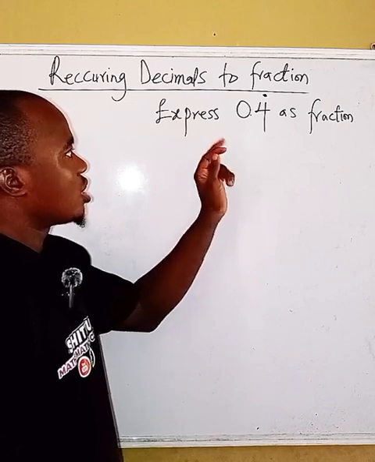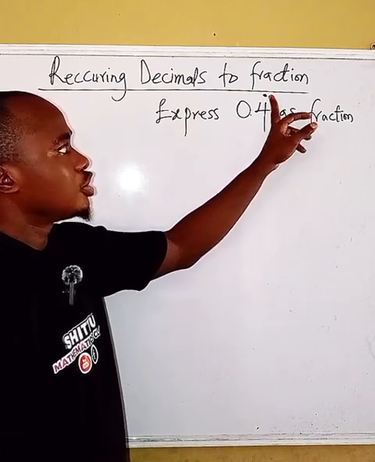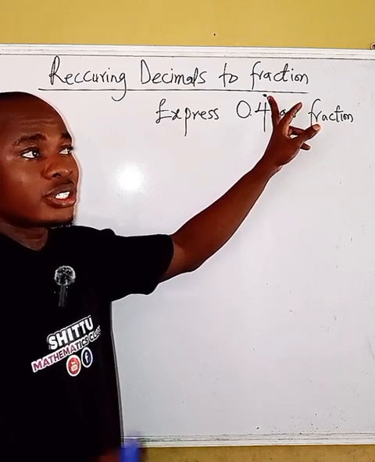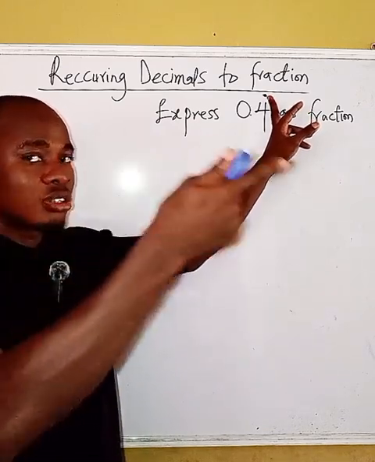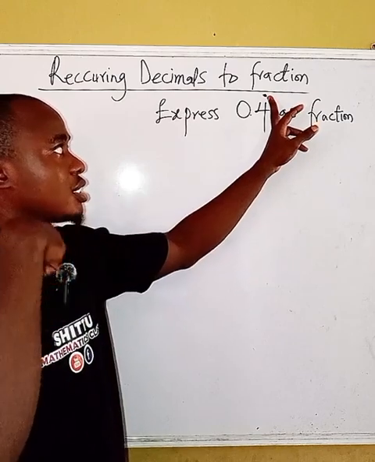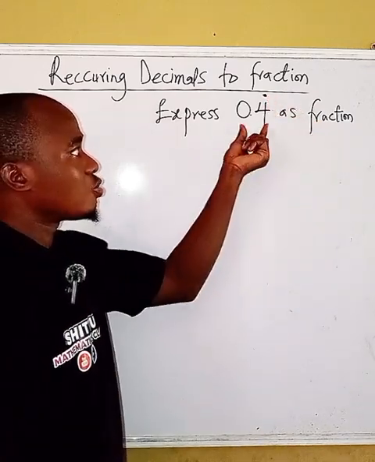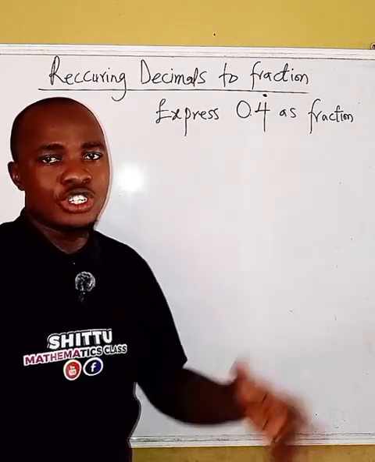So we have this question: express 0.4 dot as a fraction. The dot on top means the 4 keeps recurring. So we want to put this as a fraction. How is it going to be?